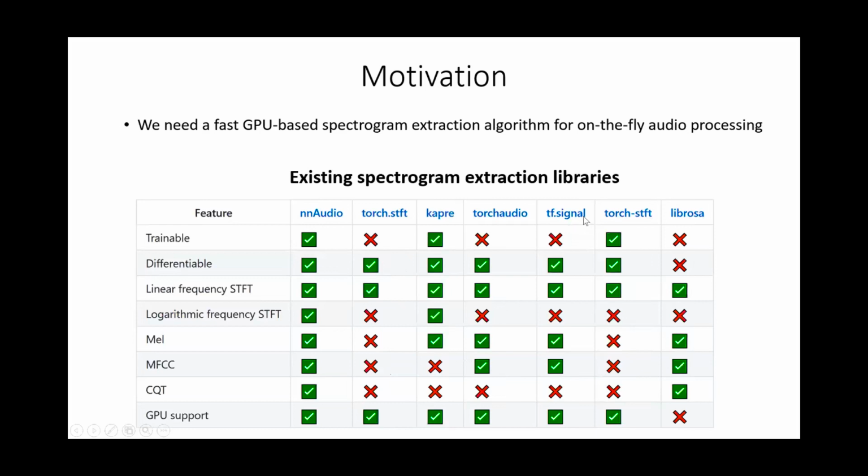For TensorFlow, they have a little bit more on the functionality. For example, they have MFCC. But the problem is that you can see they are still not trainable and they still don't support CQT. The only library that supports CQT is Librosa. But for Librosa, the problem is that they don't have GPU support. You can only run Librosa on CPU, but you cannot run it on GPU. That's why I want to make a library that can process audio on GPU, then it will become very convenient for my research.